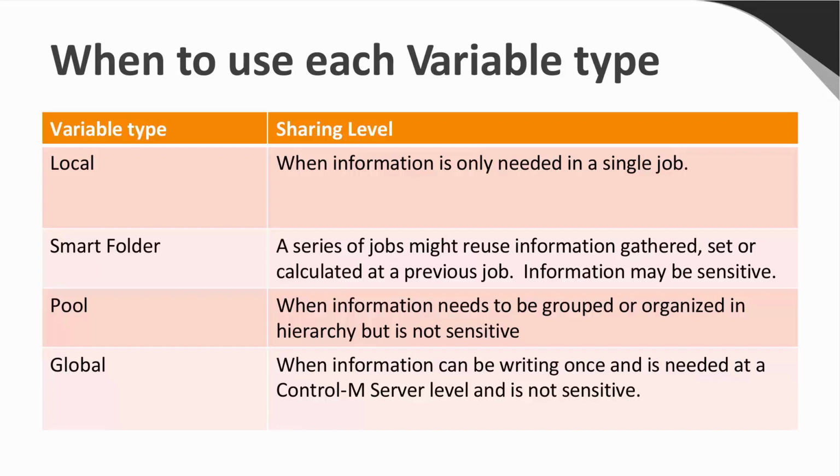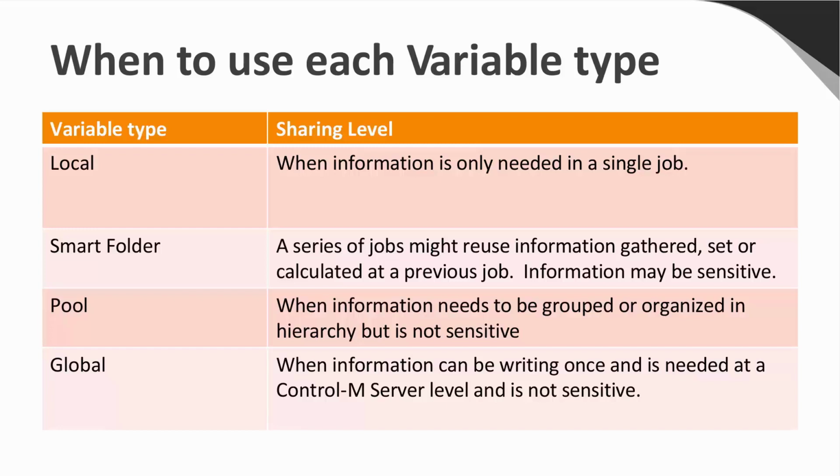For the smart folder variables, this is when more than one job needs to use the information, but not perhaps all jobs. An example of a smart folder variable might be initial conditions that get passed that may be relevant to a particular job stream, but not going to be used outside of that job stream. And we'll show an example of where we're using smart folder variables to pass information.